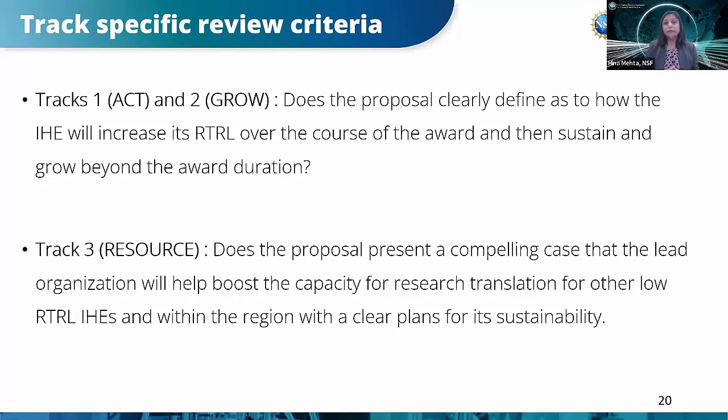For track 3, does the proposing organization make a compelling case that they are capable of being a lead organization? Do they have demonstrated experience to become that regional network center that can provide all the support services and strategic guidance, as well as build capacity throughout the region beyond their own institution? That is the criteria we will be specifically looking for in track 3.